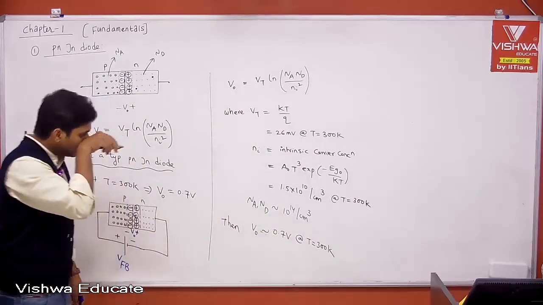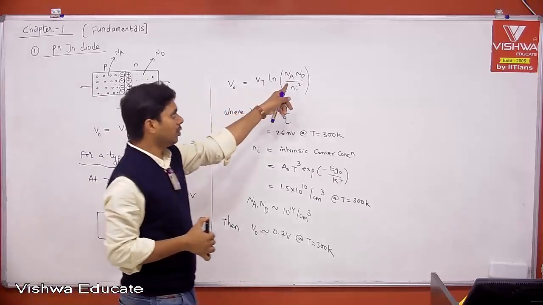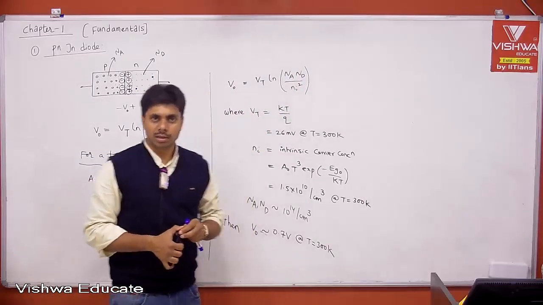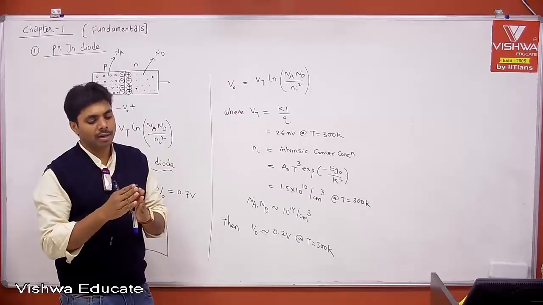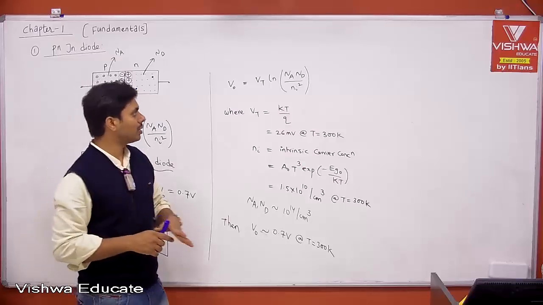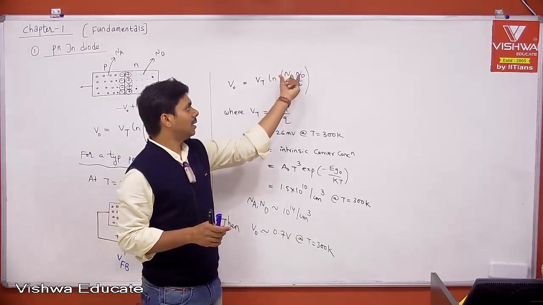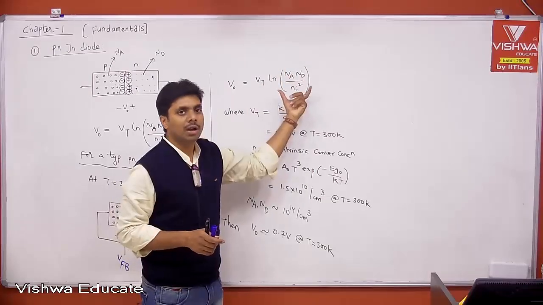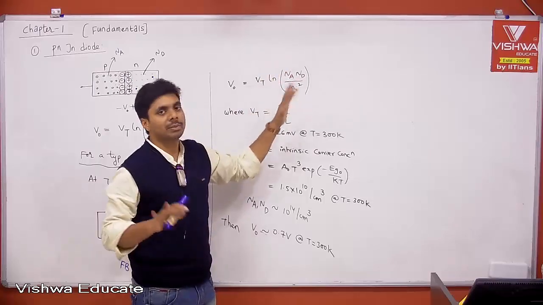What I want to say is, your V naught is a function of doping concentration. If you increase the doping concentration, your V naught will change, but it is about 0.7. It will be 0.7, 0.71, 0.72, 0.73, 0.74. But remember, don't say 0.7 will become 2. No, because even though Na and Nd are both changing significantly, this is the log of something, and the log of something very high will be very small.